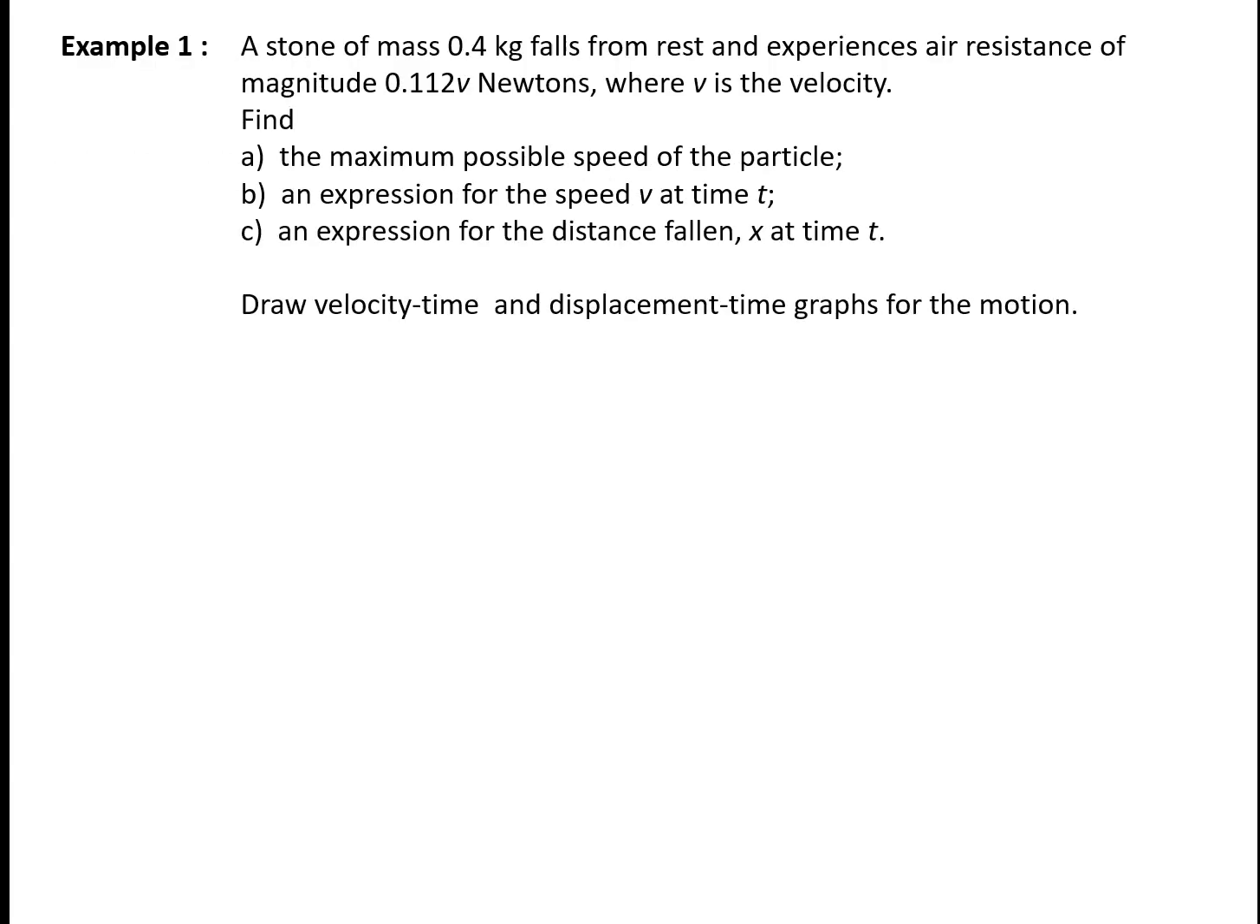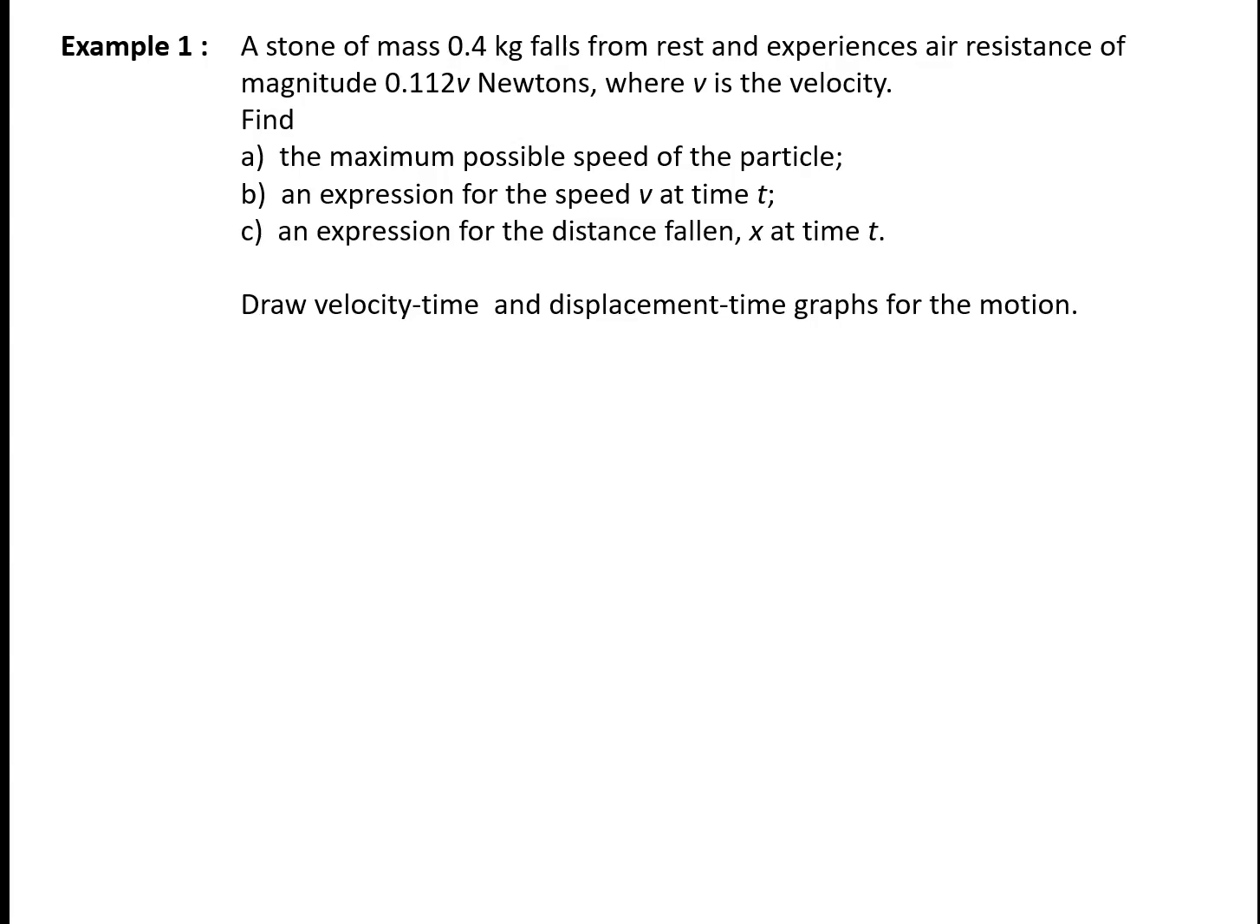So let's start with an example. We've got a stone of mass 0.4 kilograms, which falls from rest and experiences an air resistance of magnitude 0.112 V newtons, where V is the velocity. We've got to find the maximum possible speed of the particle, an expression for the speed V at time t, and an expression for the distance fallen x at time t. And we want to draw velocity-time and displacement-time graphs for the motion.